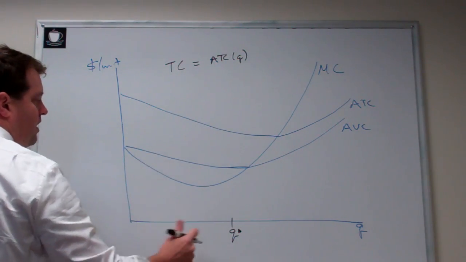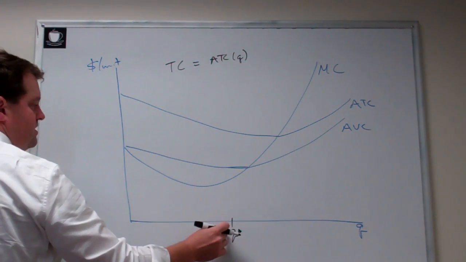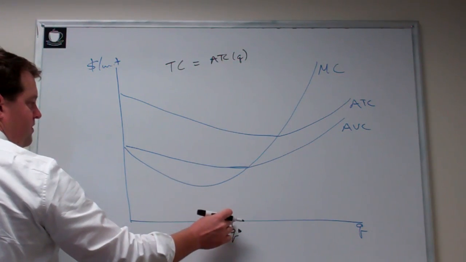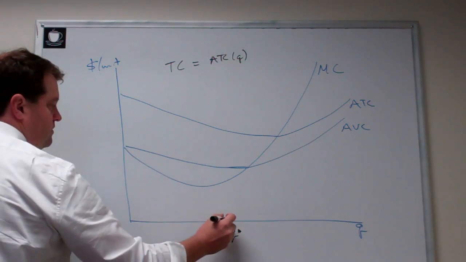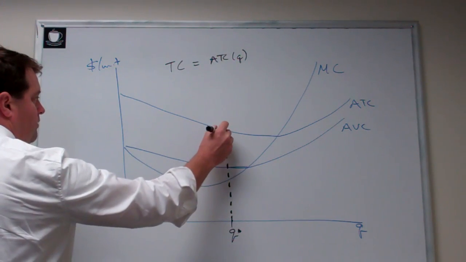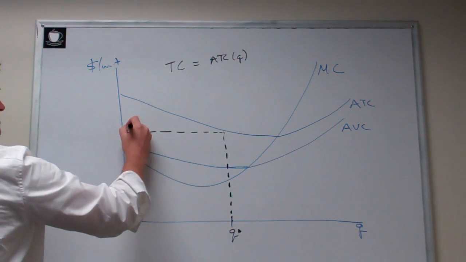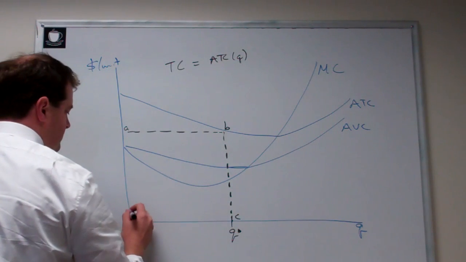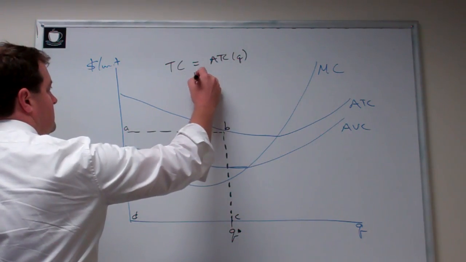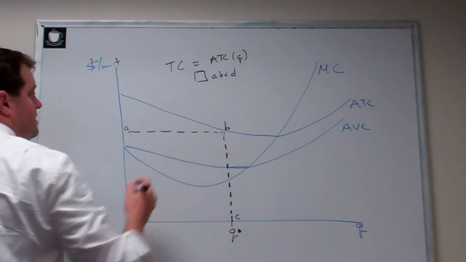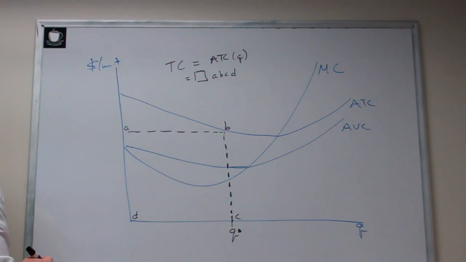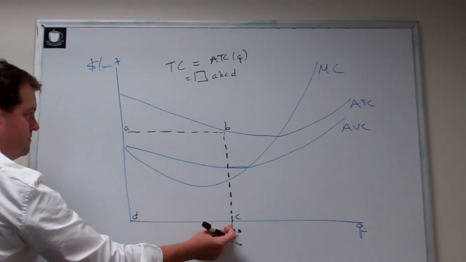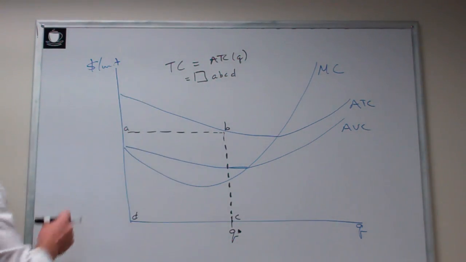And I've got average total cost. Average total cost of producing Q star goods is the vertical distance from the quantity axis up to the average total cost curve. So I'm going to draw a rectangle, and I'm going to say it has vertices A, B, C, D. And the area of that rectangle equals total cost, because output multiplied by average total cost ends up giving me total cost.